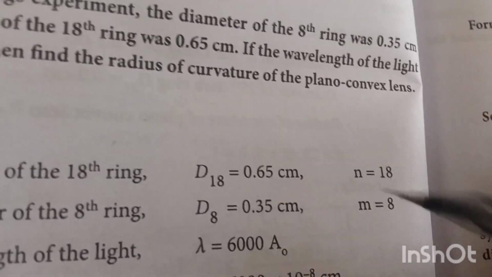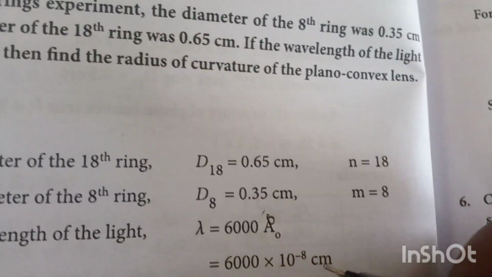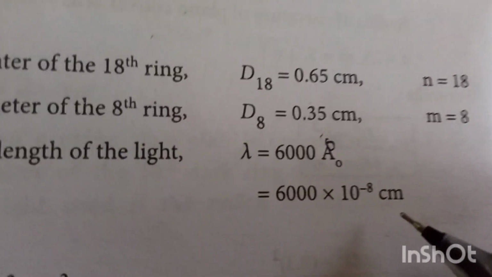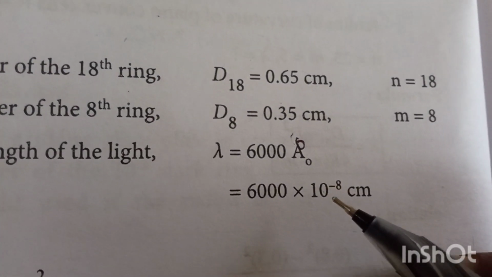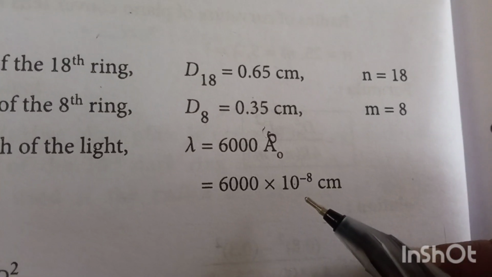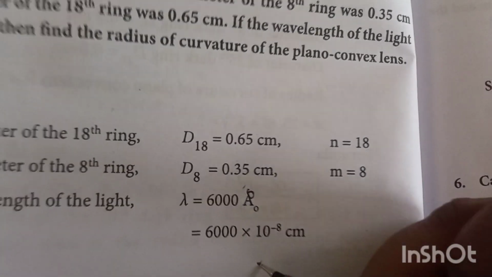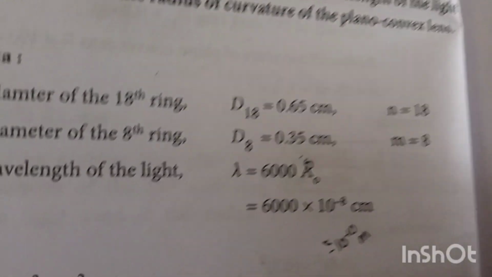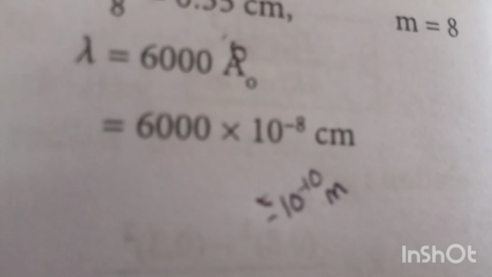So 6000 angstroms will be converted into 6000 into 10 power minus 8 centimeter. Note down, all of you: 1 angstrom is equal to 10 power minus 8 centimeter or 10 power minus 10 meters.